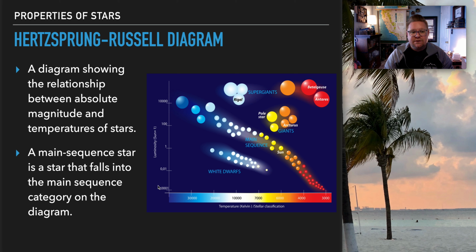Now a main sequence star is a star that falls into the main sequence category on the diagram. So you're going to be able to follow it throughout its main sequence. So our sun is right here. So our sun at some point will go over here and burn out, and then it will be gone. So we're seeing that there's a sequence in which these stars, suns, are able to go through. And then we have these others that do not fit that main sequence. They're a little bit different.